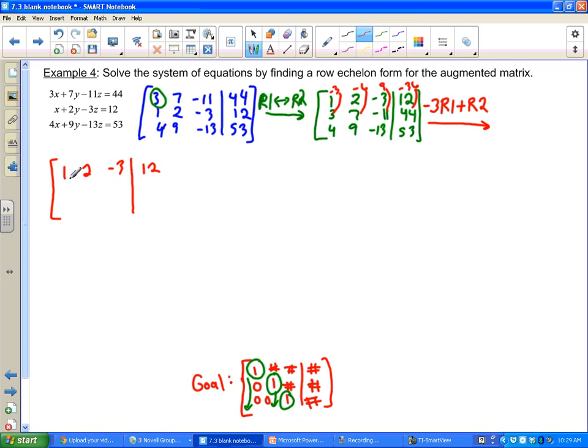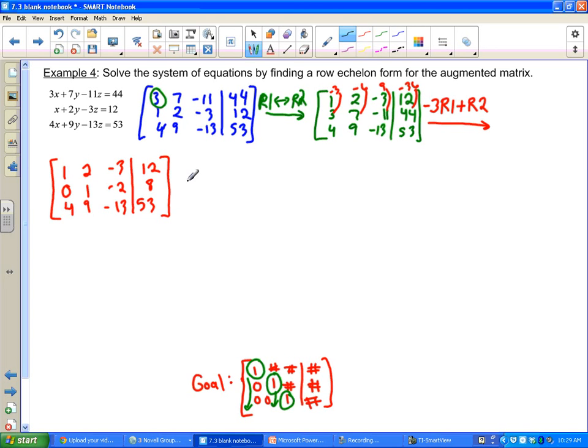Negative 3 plus 3 gives us 0. Negative 6 plus 7 gives us 1. 9 plus a negative 11 gives me negative 2. And negative 36 plus 44 gives me 8. Then row 3 is the same because we haven't messed with it yet. Okay, so we got our next thing done. We've got a 0 underneath our 1. Now we need a zero underneath that zero.